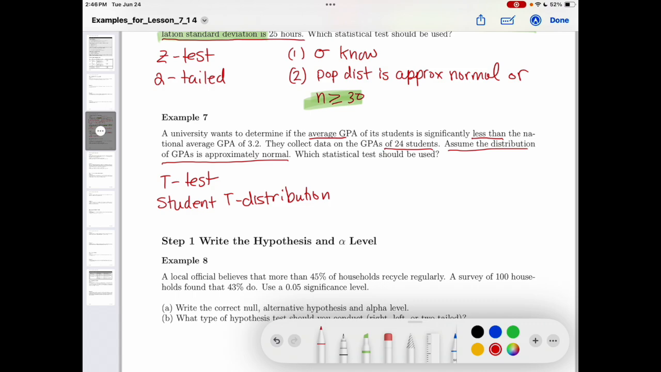Oh, I forgot up here to state that in example 6, let me add it in there. This should be the normal distribution that we're using.